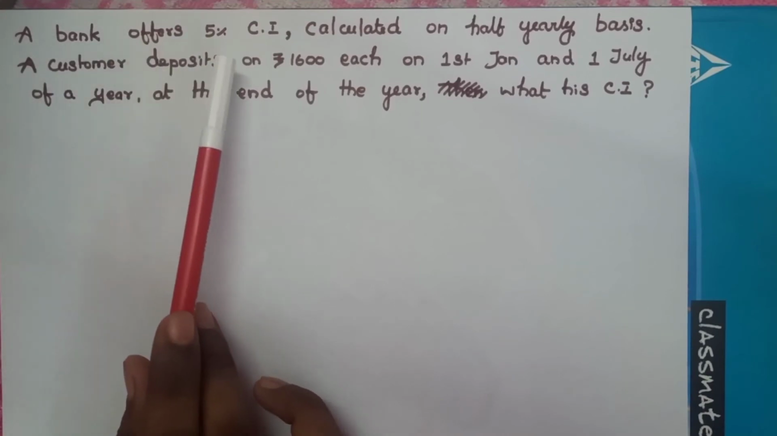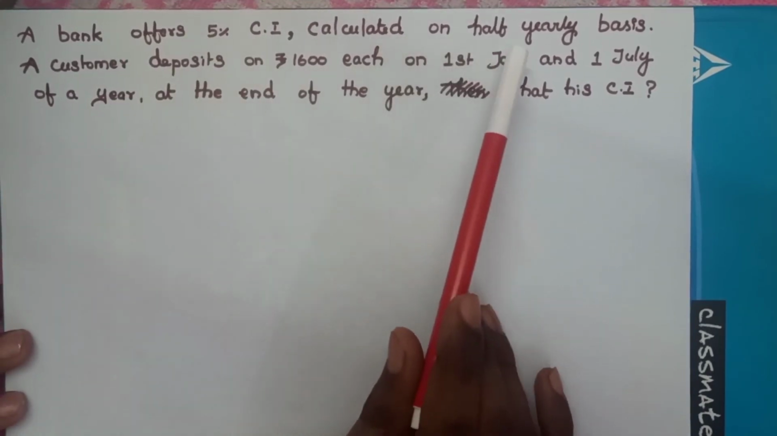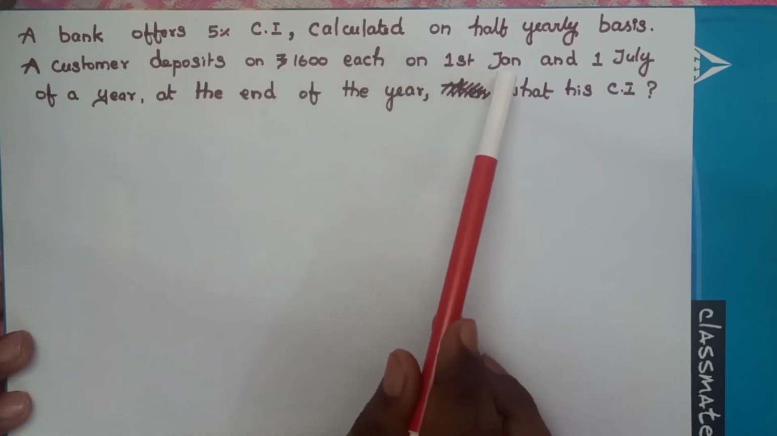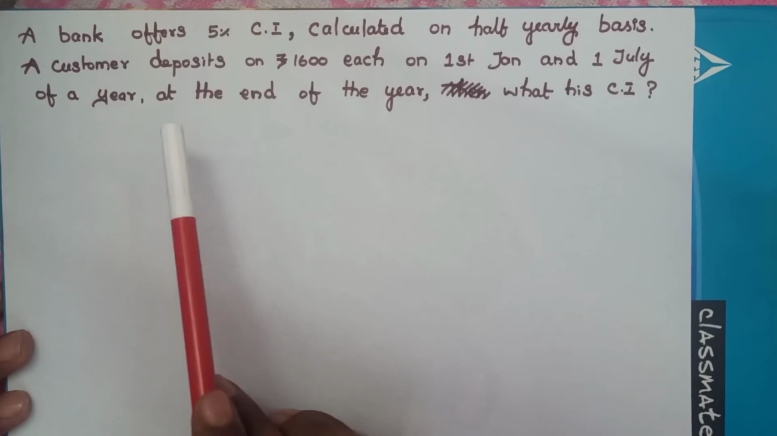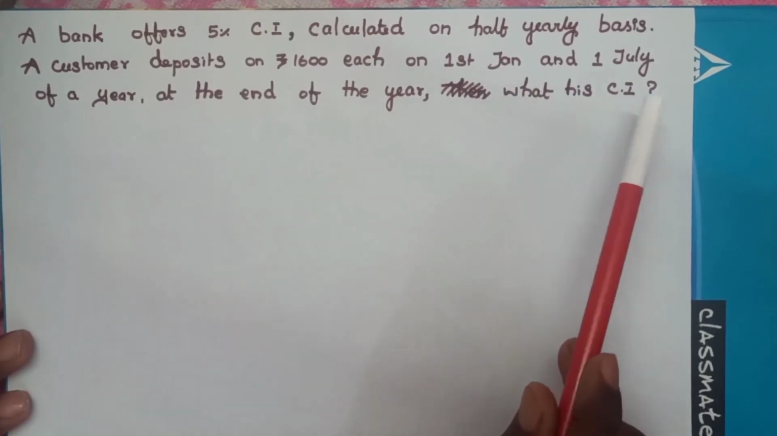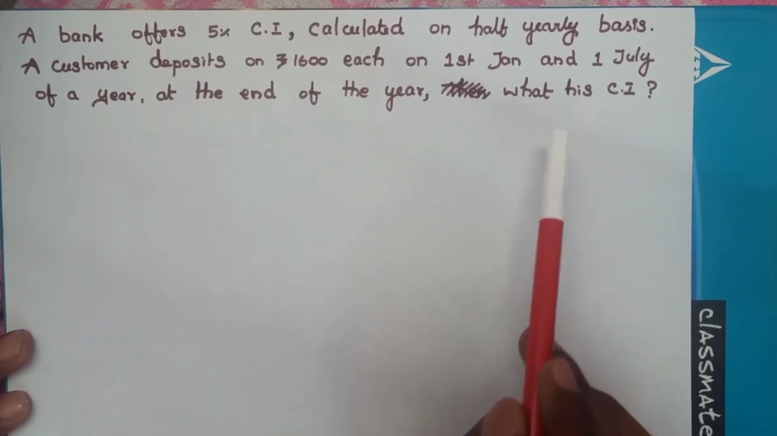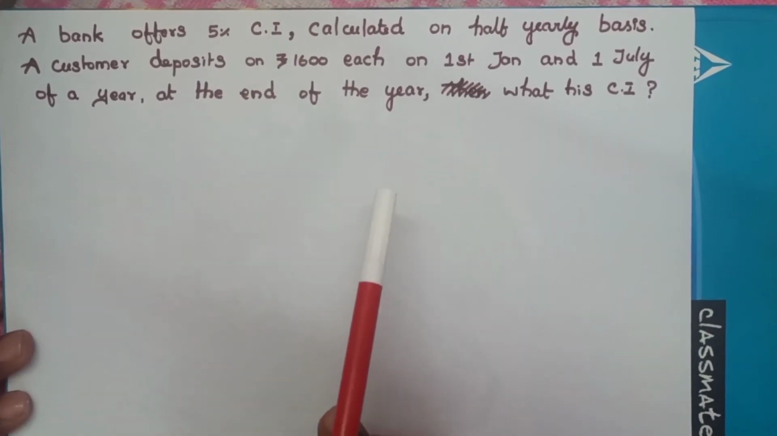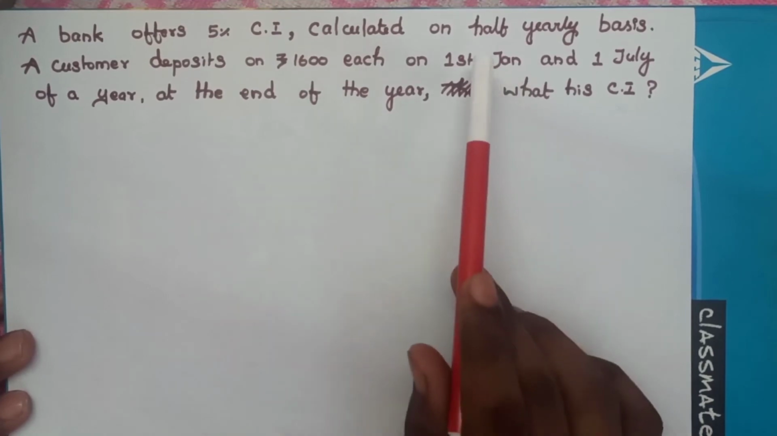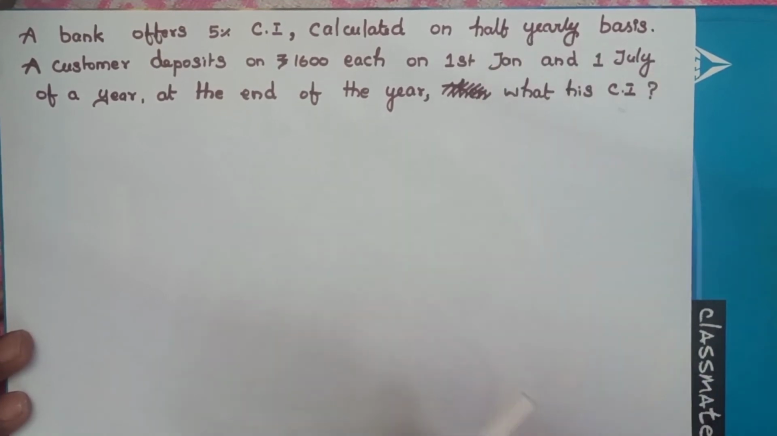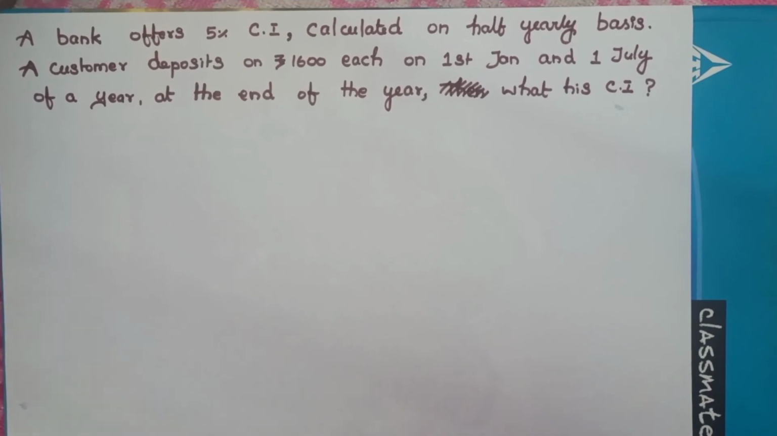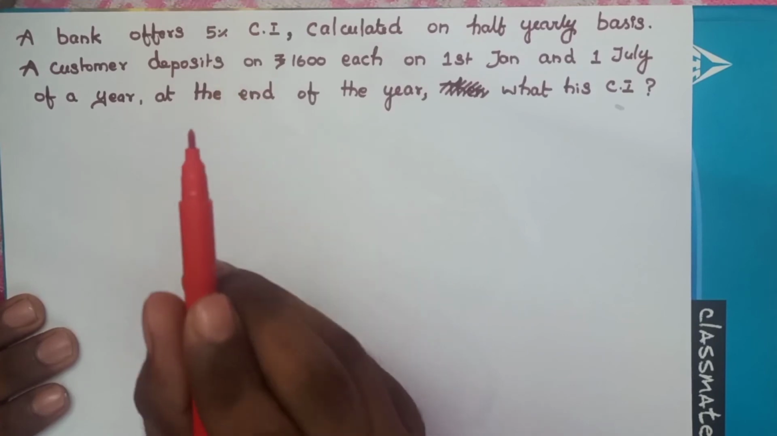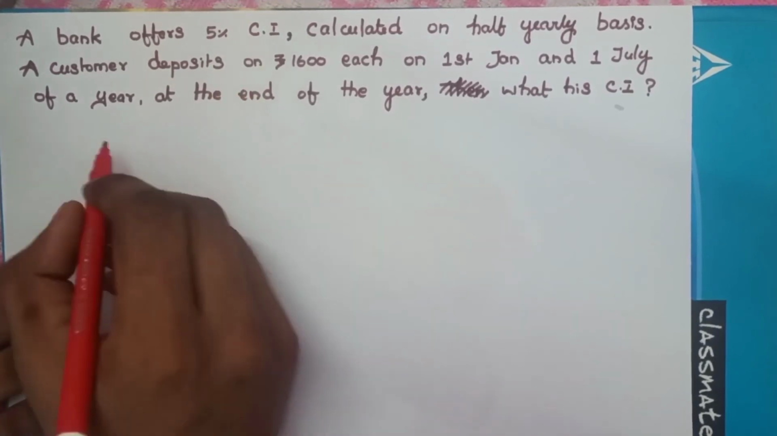A bank offers 5% compound interest calculated on half yearly basis. A customer deposits rupees 1,600 each on 1st Jan and 1st July of a year. At the end of the year, what is the compound interest? And here they will ask to find compound interest. And one more thing, we come to know it's interest calculated on half yearly basis. And in the question, we have 5% rate of interest. Obviously, it's a rate of interest per annum, right?